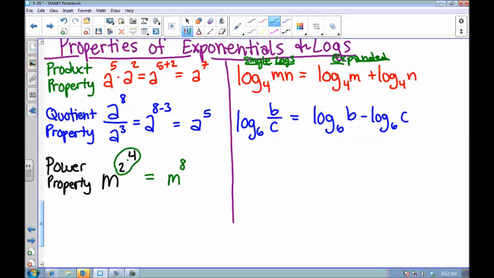Well, there's also a power property in logs. If we have, say, log base 7 of r squared, this exponent 2 needs to be multiplied. So what we do is we bring it in front and multiply it to the log. 2 times log base 7 of r. Okay, so it's still multiplication. It's slightly different though. We're going to pull it in front.